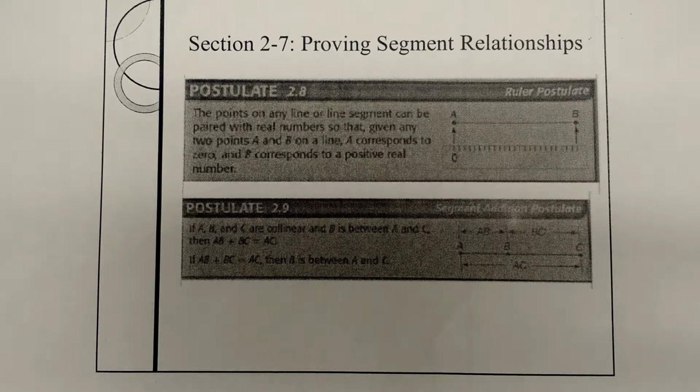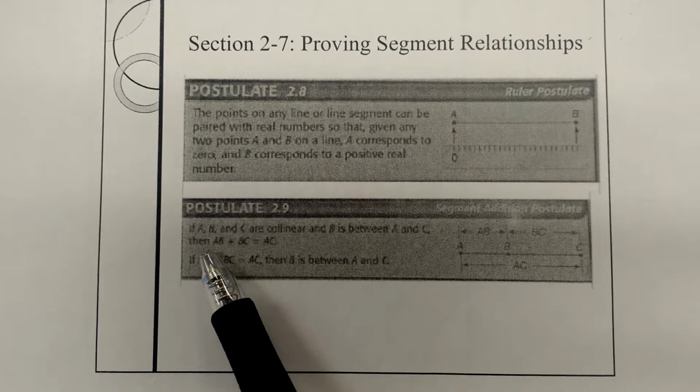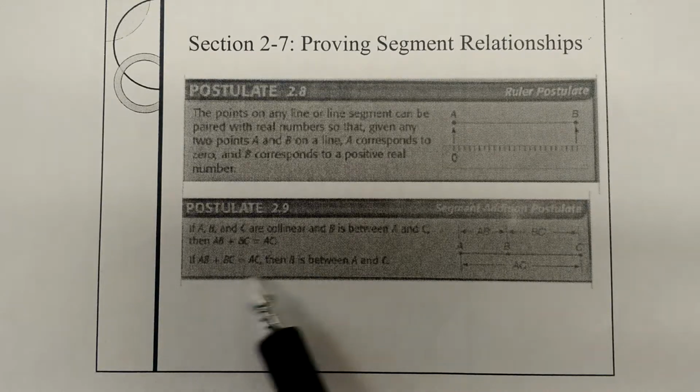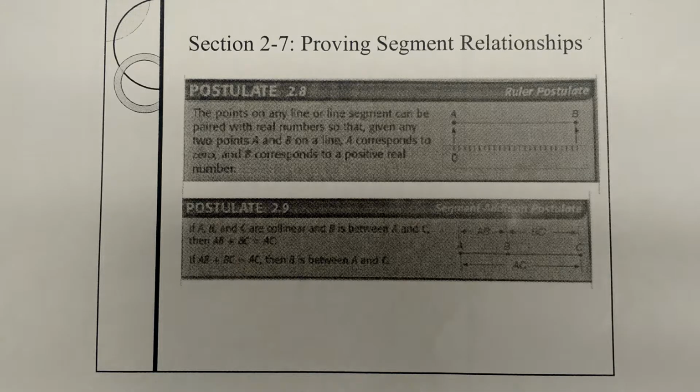The second is the segment addition postulate, which says that if you know that 3 points are collinear and know which one's in the middle, then endpoint to middle plus middle to other endpoint is the full length, or vice versa. If you know that that is true, it tells you which point is in the middle.